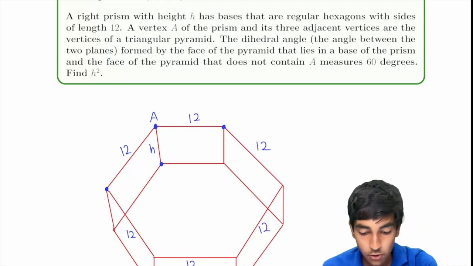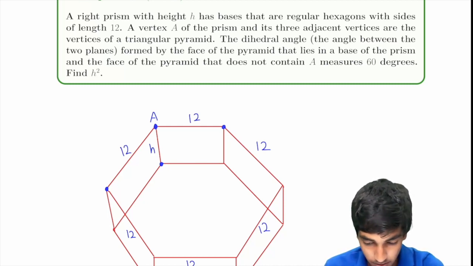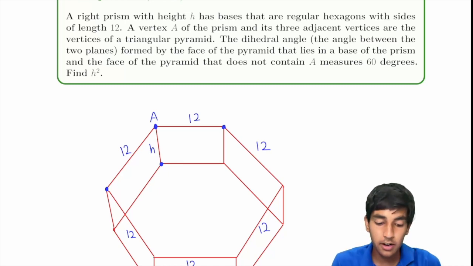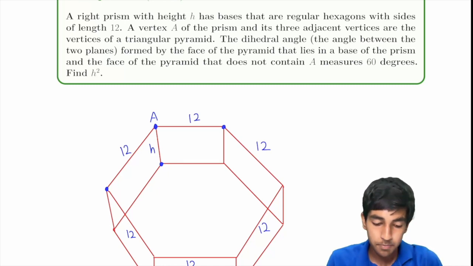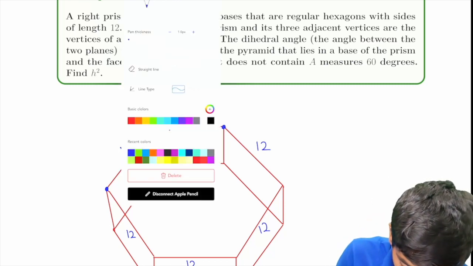The dihedral angle, the angle between the two planes formed by the prism, and the face of the prism is 60 degrees. We're asked to find the height squared. So what is this dihedral angle really? Let's draw some things in.